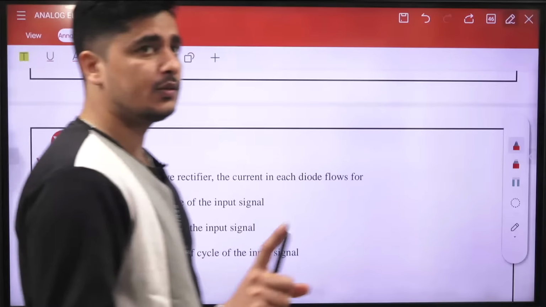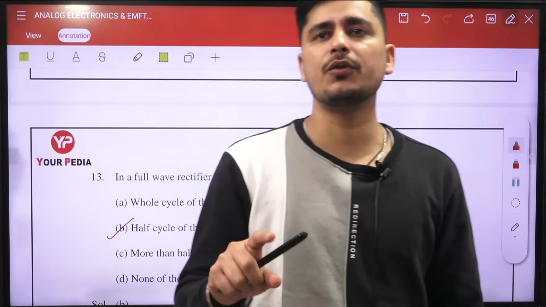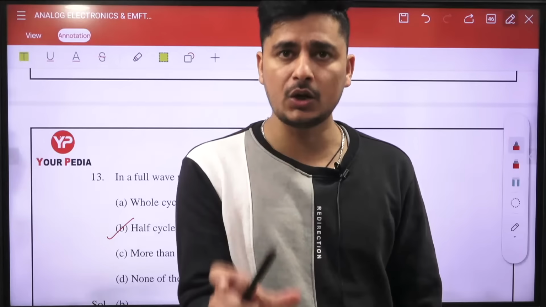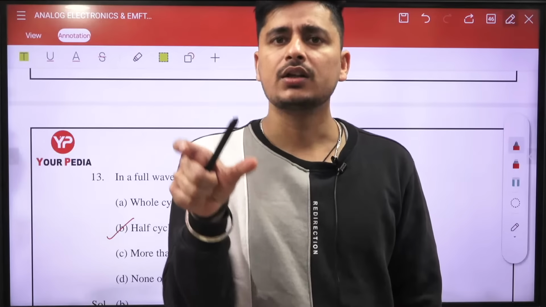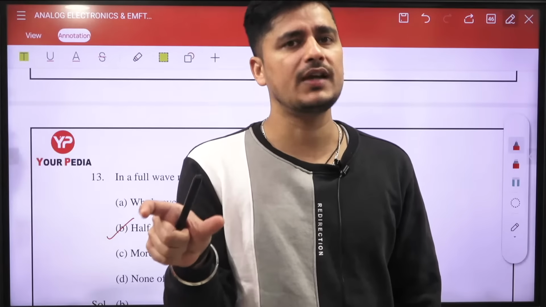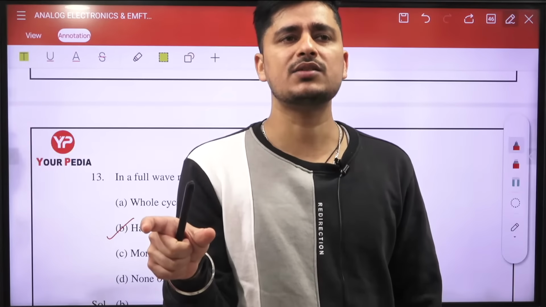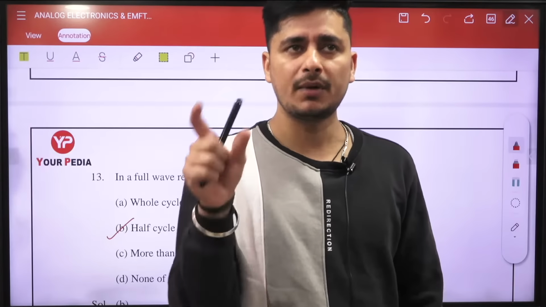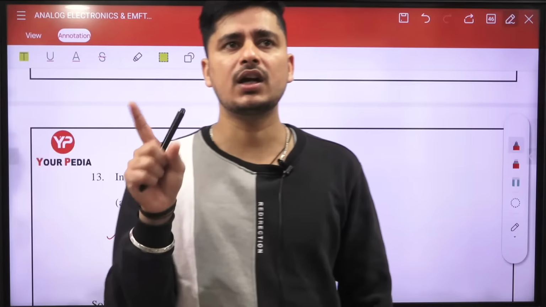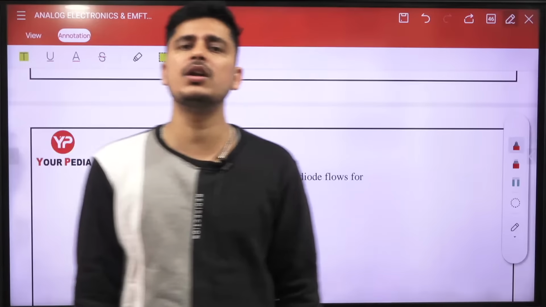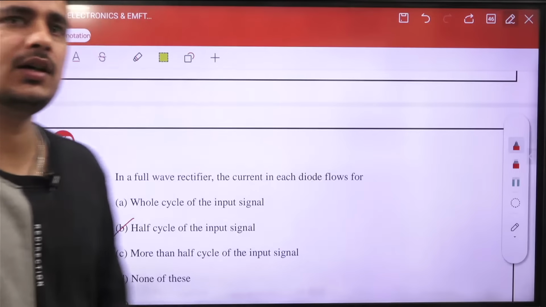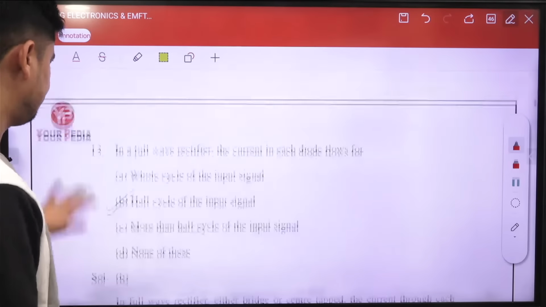The question is not asking about both diodes or the load. If I talk about the load, the current will flow for both cycles, positive as well as negative, in the same direction. That's why it does the rectification. But if he is talking about the diode, the current will flow only for the half cycle. Understood? Right.